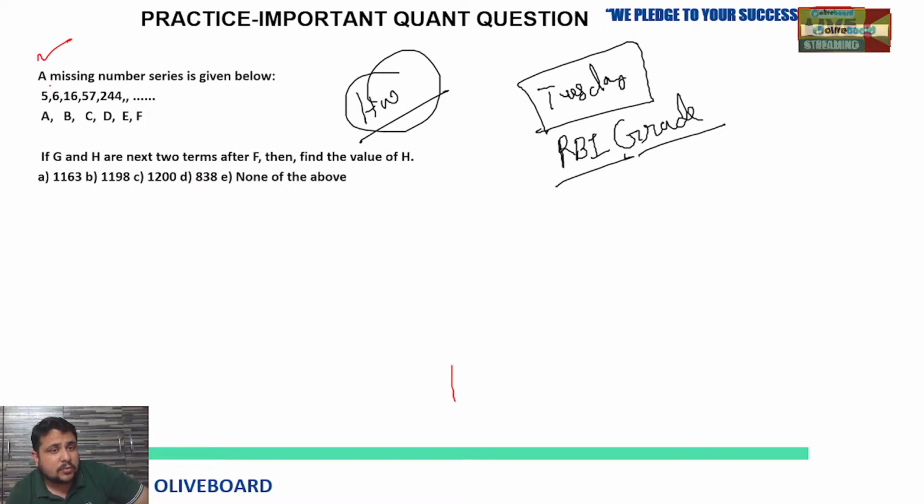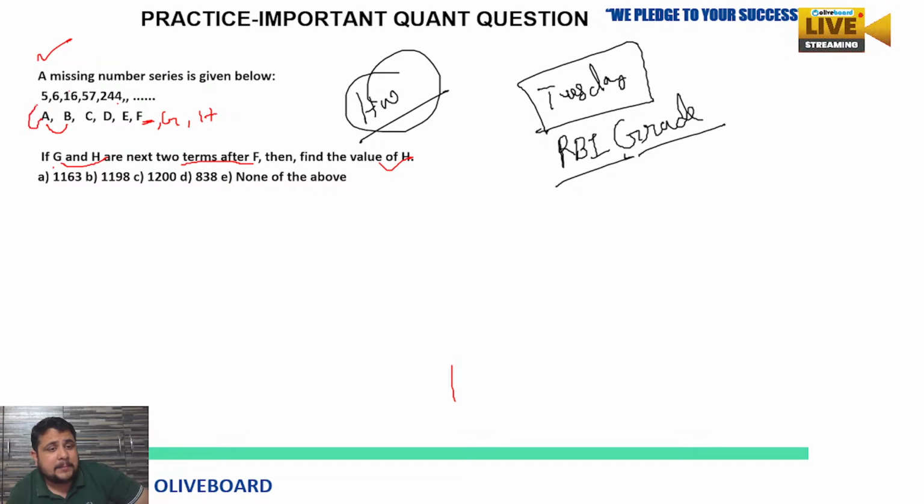Anyone who solved this one, tell me fast. This is based on a missing number series given below: 5, 6, 16, 57, 244, and then dashes. The terms are A, B, C, D, E, F. If G and H are the next two terms after F, then find the value of H.